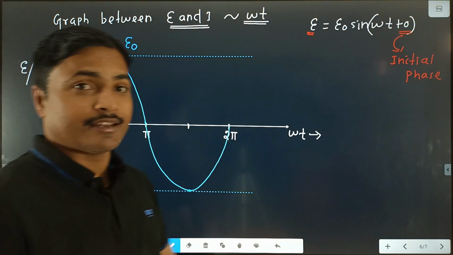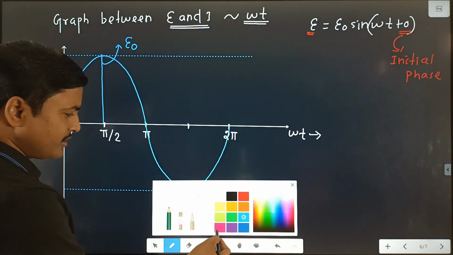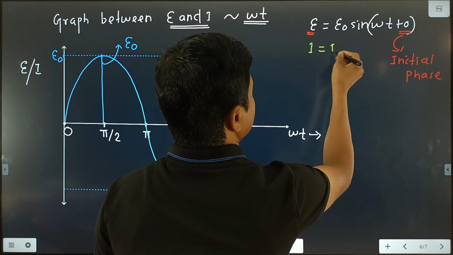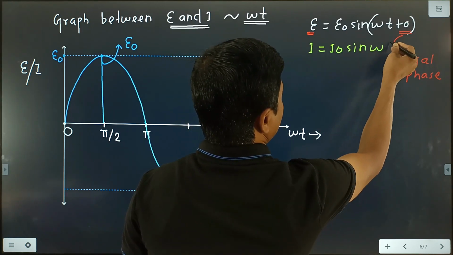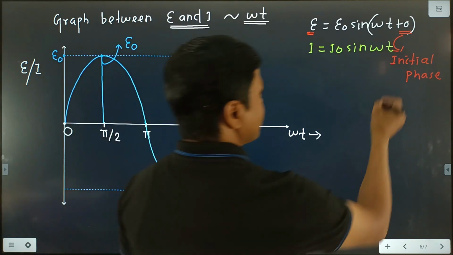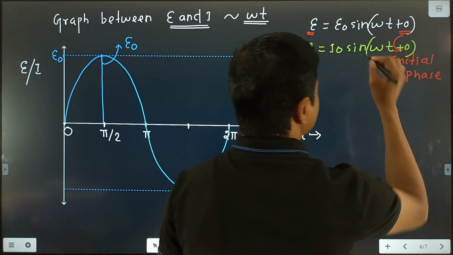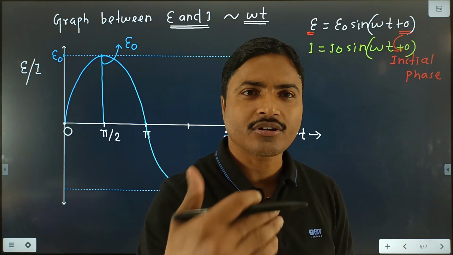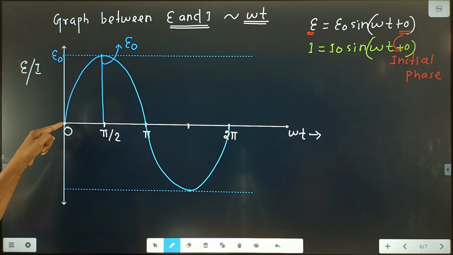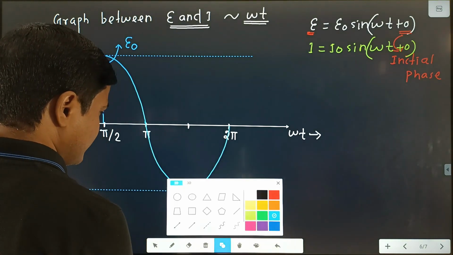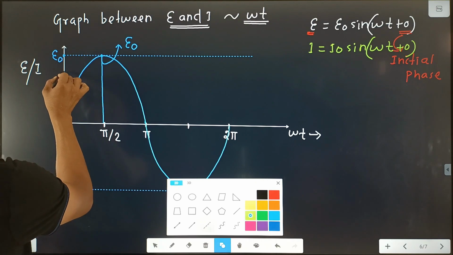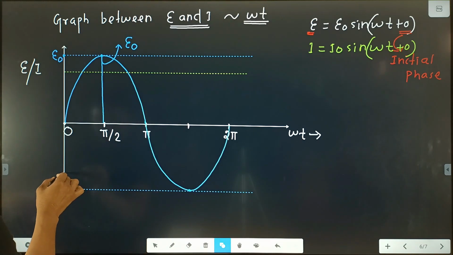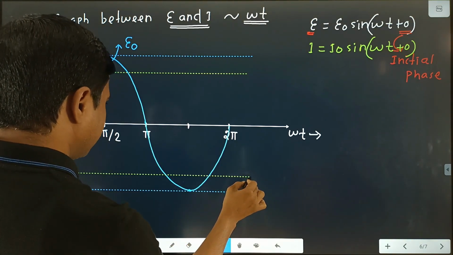Clear? Then you know the equation for instantaneous current, that is I is equal to I0 sin omega t. Sin omega t means we write here also sin omega t plus 0. That means in case of the current, here also the initial phase is 0. That means current also starts from the same origin. And suppose this one is the maximum value of current in the positive side, and this is the maximum value of the current in the negative side.